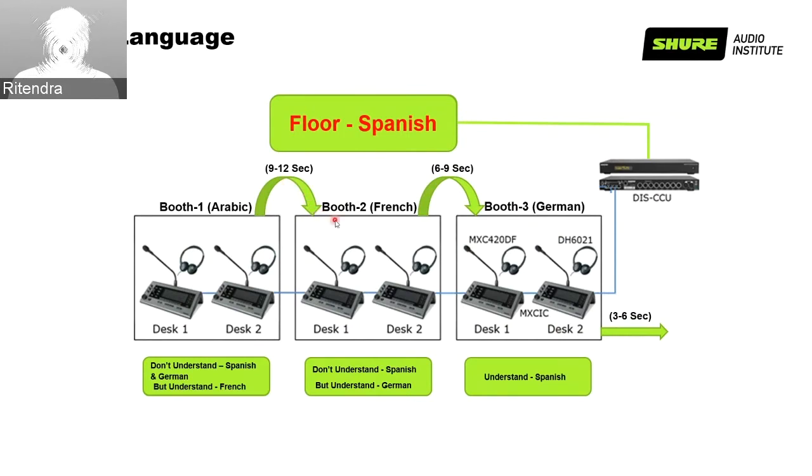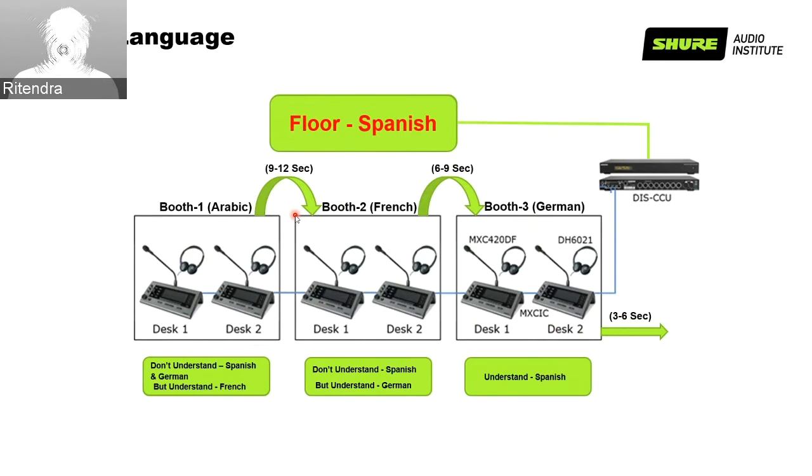Consider a scenario where some chairman cracked a joke. The guy who can understand the floor in Spanish can immediately laugh. But the guy who can understand German only needs to wait for that joke for 3 to 6 seconds. And consider what's going to happen for Arabic people: 9 to 12 seconds. So the room is going to have slots of laughing, right? Because the joke will be understood at different times, right?